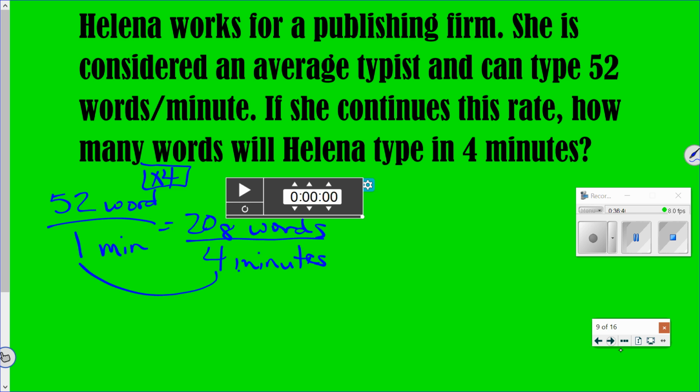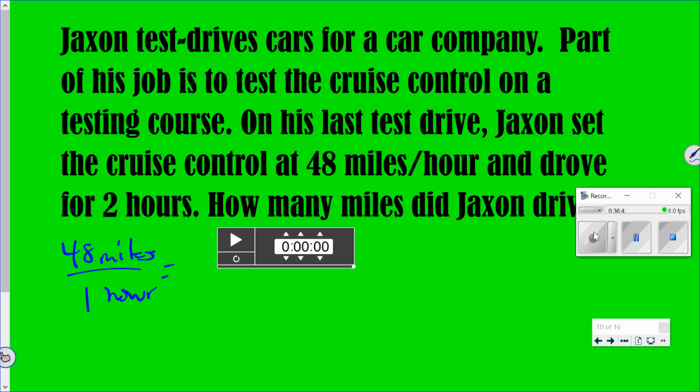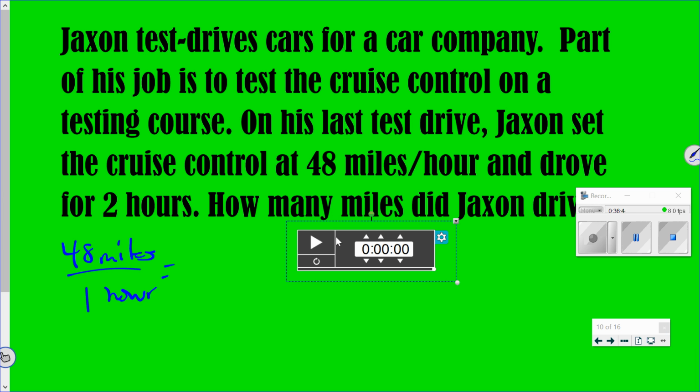Okay, let's try again. Here's your next one. You have 1 minute. So 48 miles an hour equals some miles per hour. The additional information they gave us was 2 hours. So how do I go from 1 to 2? Times 2. Multiply 48 by 2 and I get 96.